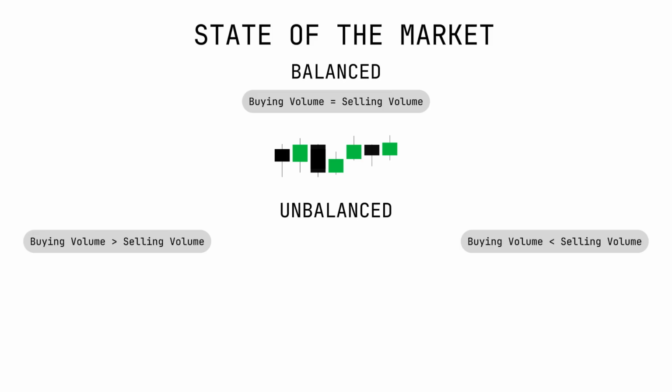The second type is the unbalanced state, which is more typical for any market. This occurs when the buy volume is greater than the sell volume, and the price rises, or when the sell volume is greater than the buy volume, and the price falls. We have sorted this out. The second factor is the efficiency of price delivery, which also comes in 2 types.